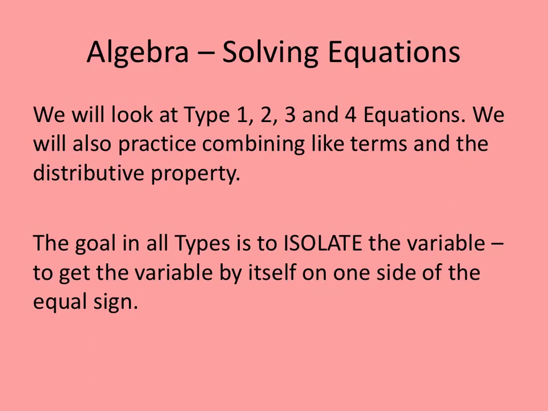We're going to organize our equations by types. Types 1, 2, 3, 4. It basically has to do with how many steps you need to solve it. Type 1 has one step or one operation you need to solve, and so on. Type 3 and 4 have sometimes more than 3 or 4 steps, but they have things like combining like terms or the distributive property. The purpose of all types is to isolate the variable. That means get the letter by itself.